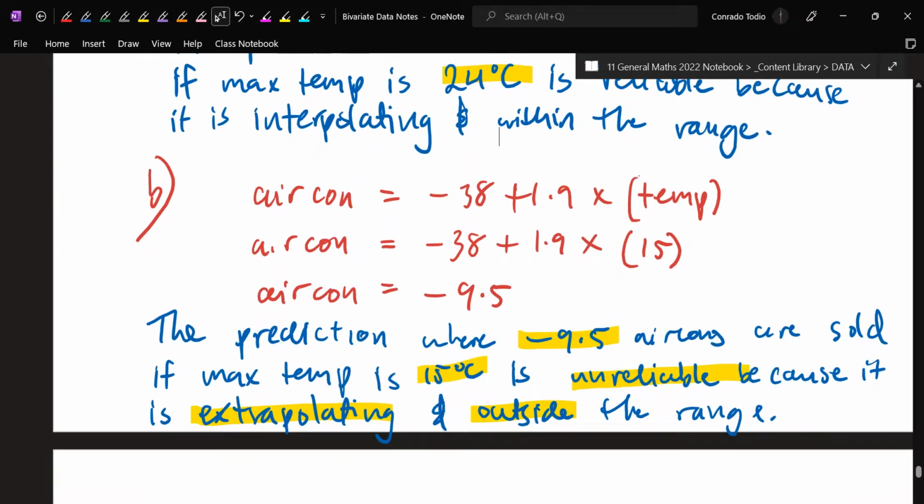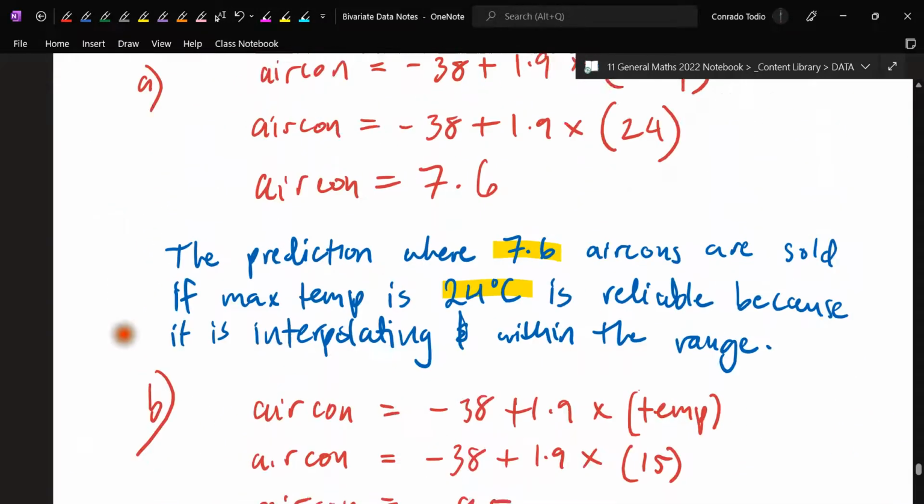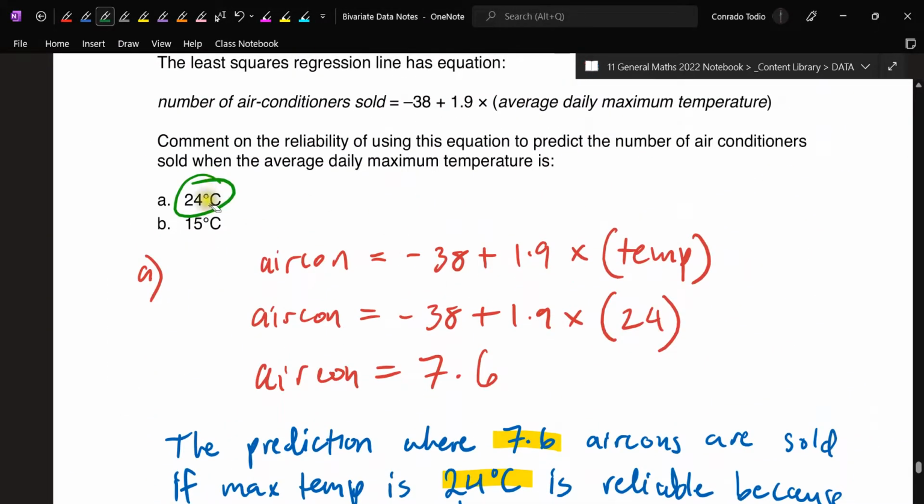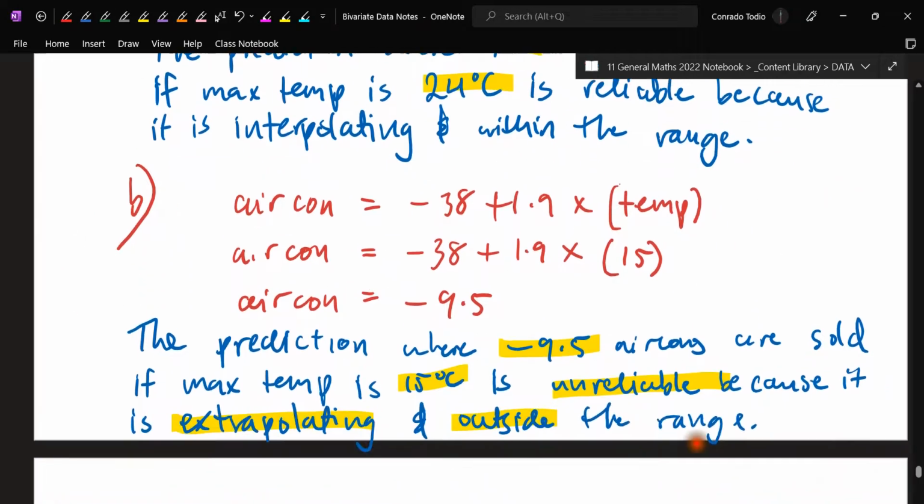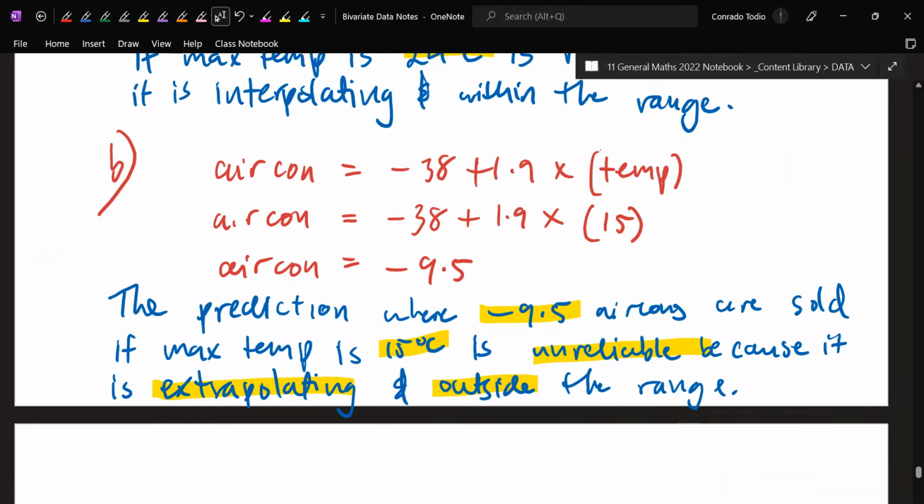So if you look at this extrapolating, you're making a prediction if temperature was 15, so 15 degrees. If the temperature outside was 15, what would happen? How many aircons would be sold? So using that formula, you change temperature to 15 and you figure out your answer, and it equals negative 9.5. Now that's weird because you cannot sell a negative amount of aircons.